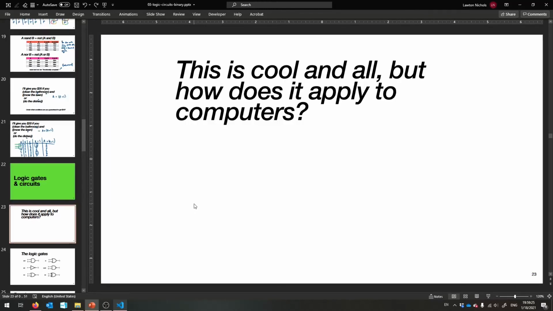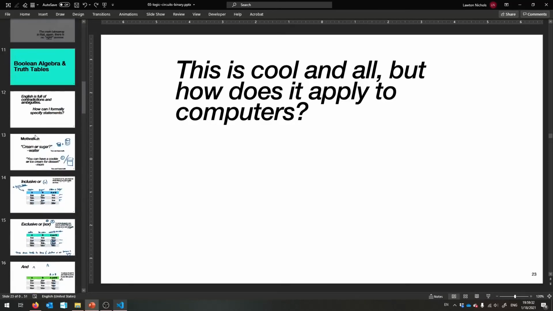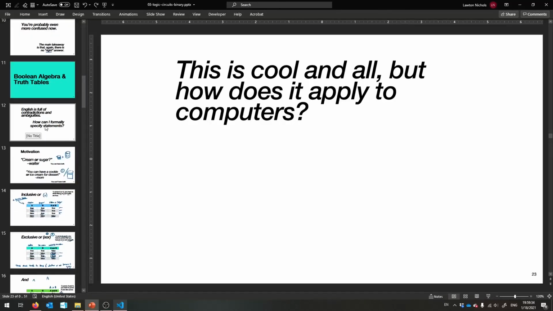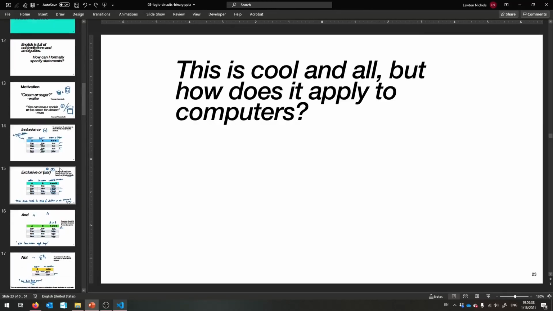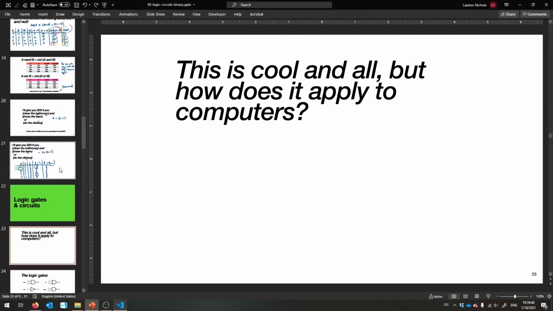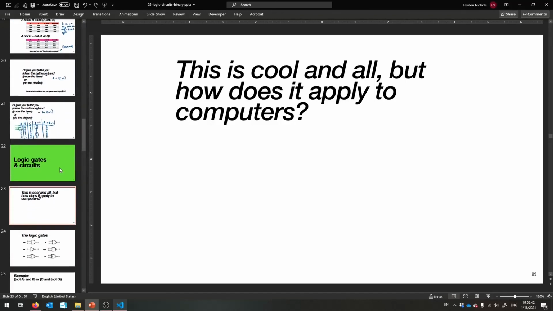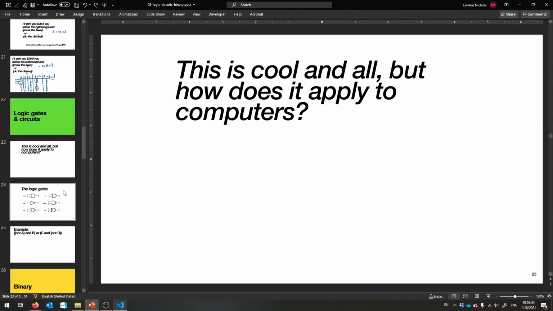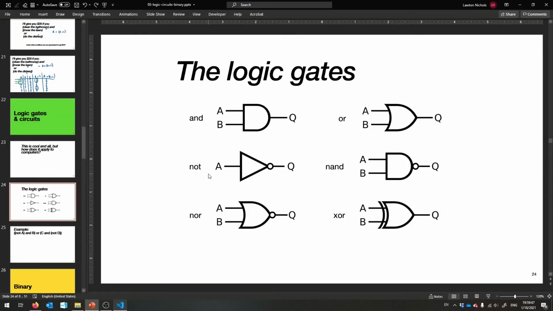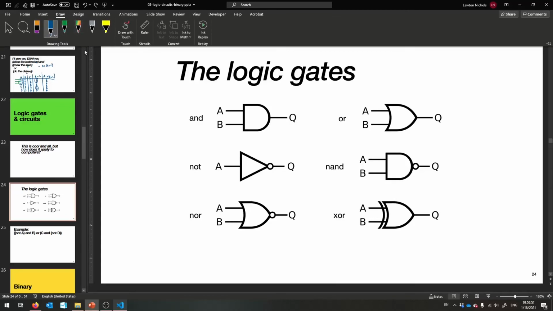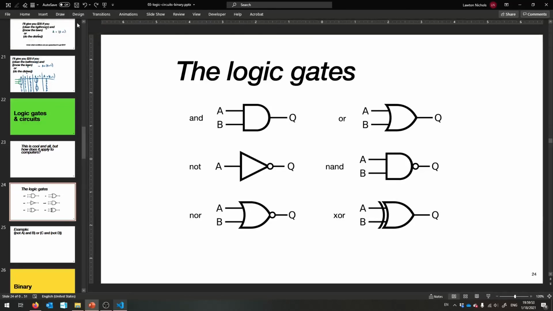So I guess I'm going to try and answer this question for this little subsection here. Yeah, logic is awesome. We can specify things without having to use English, but what good is it? How can this help me in my computer science career? What can I do with it? So let me introduce you to the logic gates. It is a little family of different kinds of gates that can be put together to build a giant circuit.